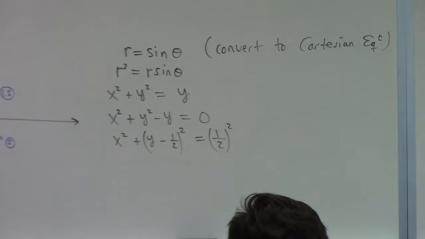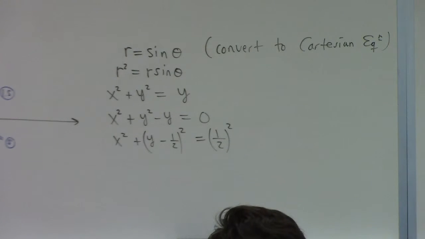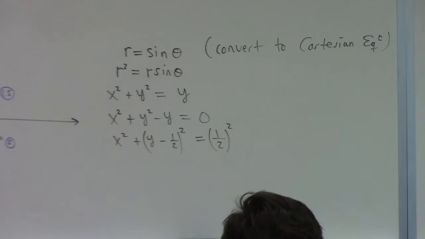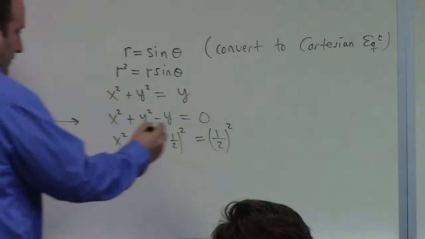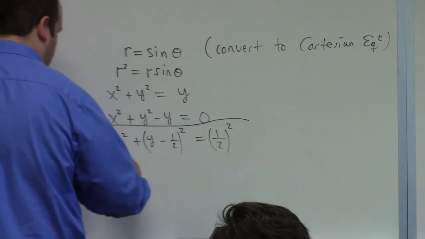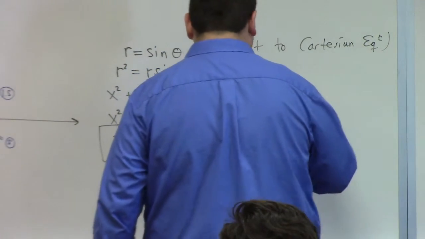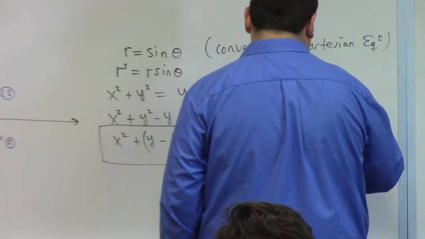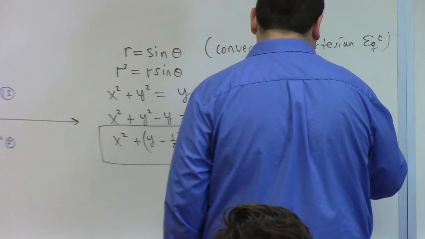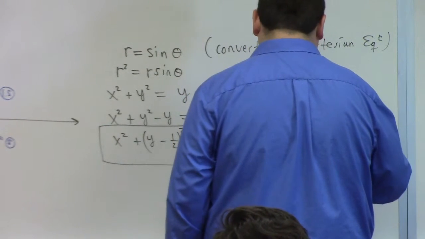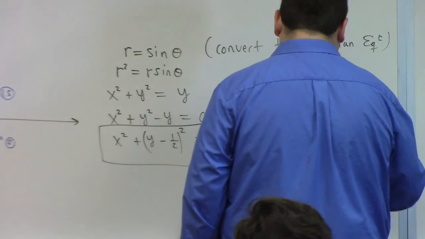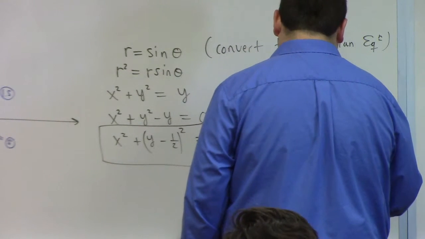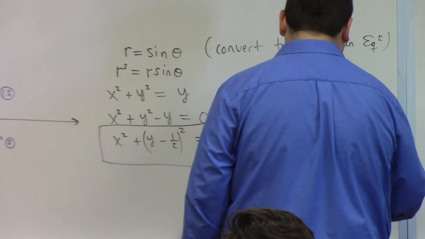All right, so if you complete the square, you get x squared plus (y minus a half) squared equals (1/2) squared. And it's manifestly clear from the last formula, the one I'm about to put a box around, that this is a circle of radius 1/2 centered where? I heard 1/2, but you meant (0, 1/2), right?